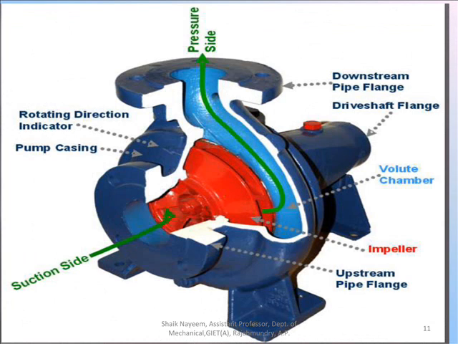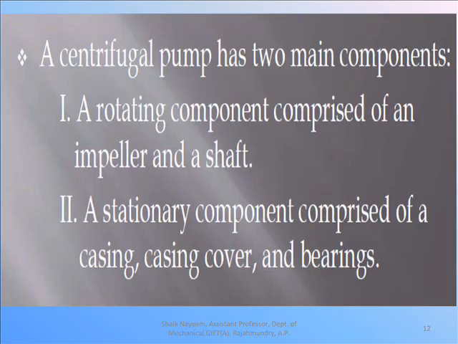So this is the original sectional view of the centrifugal pump. So in this diagram you can clearly see the different components present in the centrifugal pump. Okay, now we'll see the main components present in the centrifugal pumps. So here we'll have two main components. First one we'll call a rotating component, in which we will have an impeller and a shaft, and second one will have stationary components, in which we will have a casing cover and bearings.